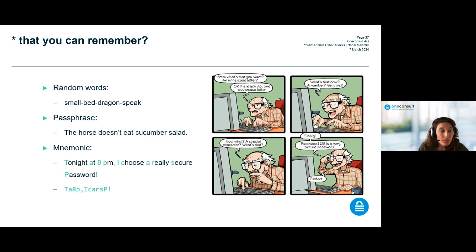You can also use a mnemonic where you take the first letter of each word in the sentence. The aim here, the goal, is to avoid what is described in the comics, that is simply adding a character at the end of whatever.